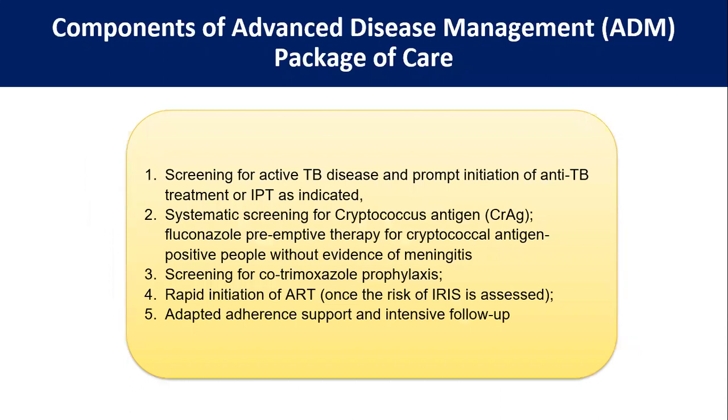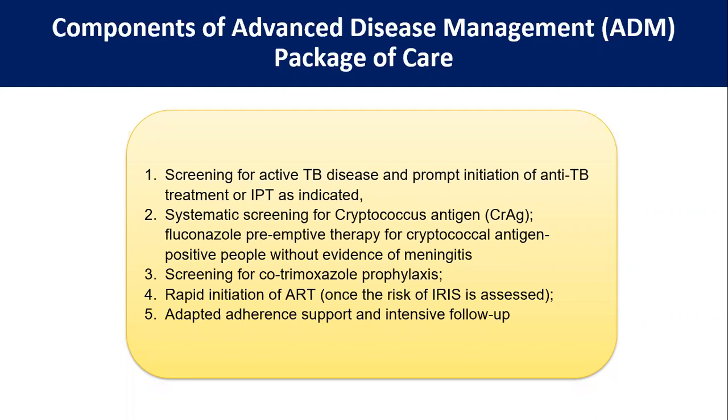Now, let us summarize the components of the advanced HIV disease management package. The first is screening for active TB disease and prompt initiation of anti-TB treatment. And if we can exclude TB, then we should start IPT as early as possible. Then systematic screening for cryptococcal antigen, and fluconazole preemptive therapy for cryptococcal antigen positive people without evidence of meningitis.